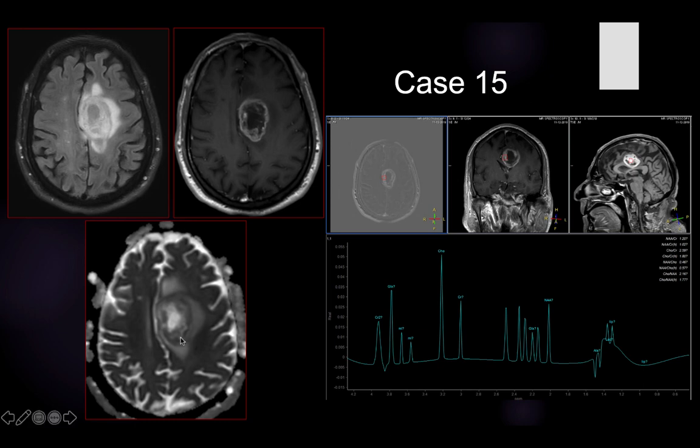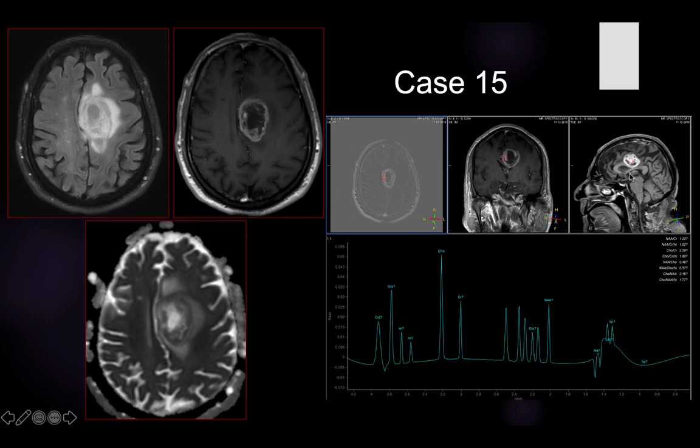The abscess can be simply excluded by the presence of free diffusion. An abscess is usually showing diffusion restriction, so this is not an abscess. It leaves us the two other differential diagnoses, either a metastasis or the glioblastoma multiforme. It is a single lesion, not multiple, so it makes us think about glioblastoma multiforme rather than metastasis.